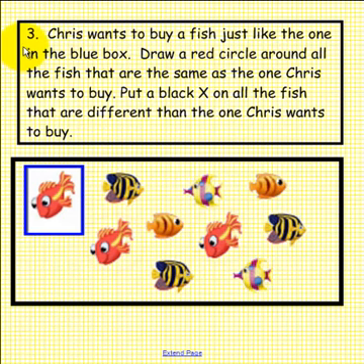Problem 3. This is a fun one. Let me read the directions to you. Chris wants to buy a fish just like the one in the blue box, this one here. Draw a red circle around all the fish that are the same as the one Chris wants to buy. All the fish that look like this one, draw a red circle.